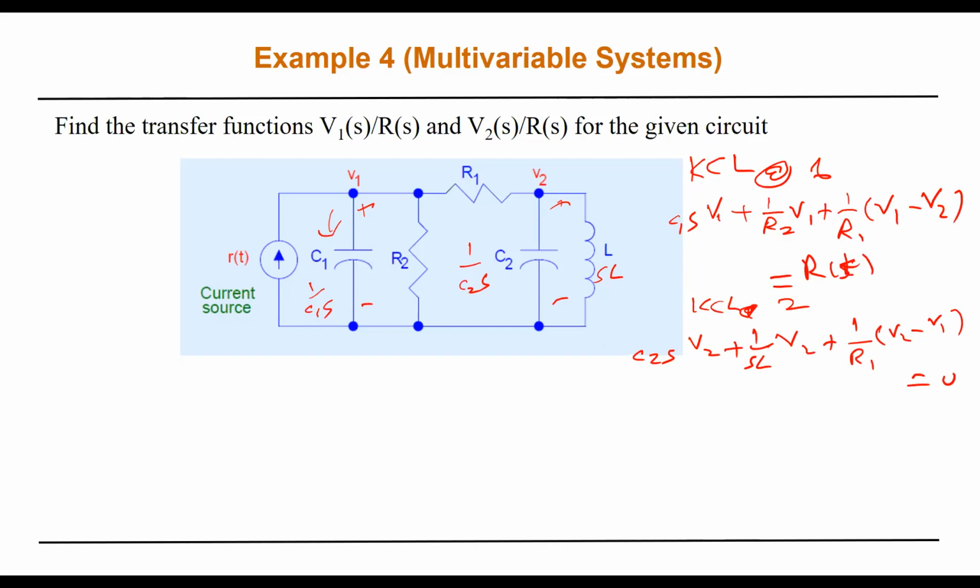Okay, Shabab, now we have two equations. How can we solve them? Because I need V1 to R and V2 to R. From the second equation, Doctor, we can express V2 in terms of V1, and then we substitute in the first equation. So what you are suggesting, Abdurrahman, is elimination. Yes, exactly. This is one way of doing it.